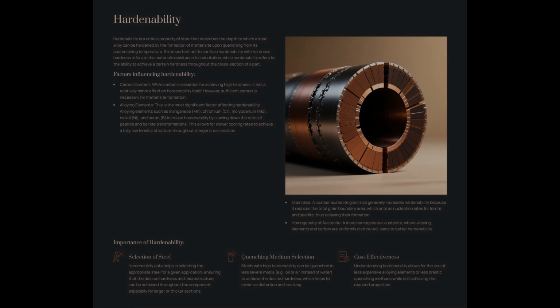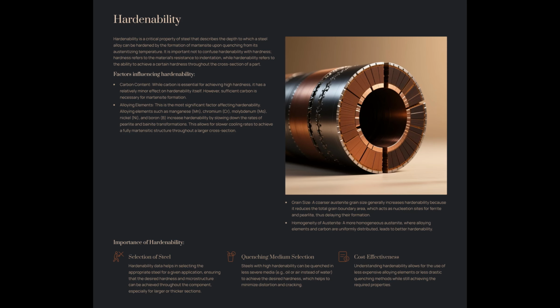Hardenability. Hardenability is a critical property of steel that describes the depth to which a steel alloy can be hardened by the formation of martensite upon quenching from its austenitizing temperature. It is important not to confuse hardenability with hardness. Hardness refers to the material's resistance to indentation, while hardenability refers to the ability to achieve a certain hardness throughout the cross-section of a part.